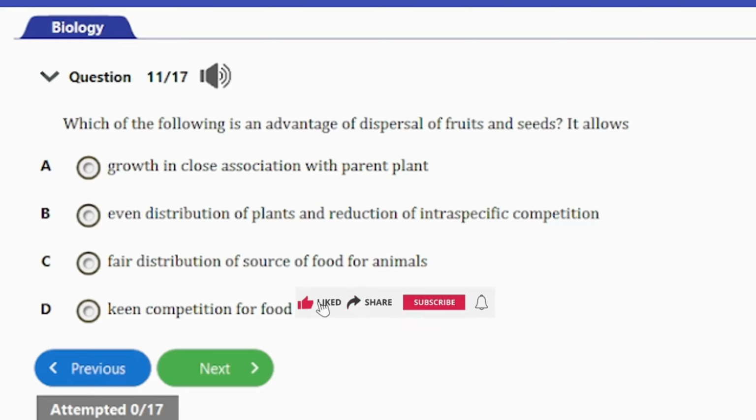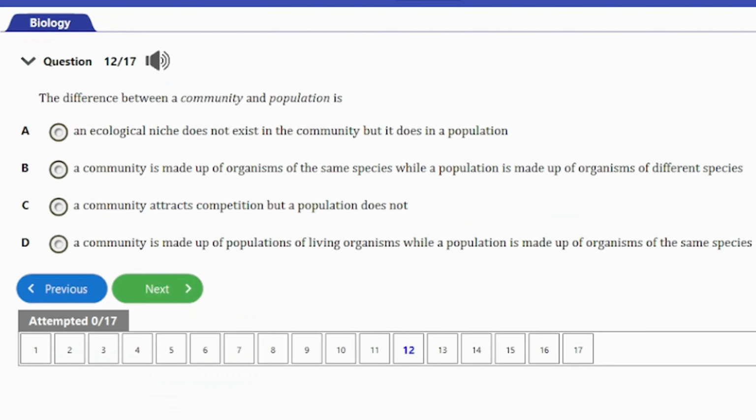It says, which of the following is an advantage of dispersal of fruits and seeds? It allows A, growth in close association with parent plants, B, even distribution of plants and reduction of intraspecific competition, C, fair distribution of source of food for animals, D, keen competition for food. So guys, the answer to this question is option B here, and that's even distribution of plants and reduction of intraspecific competition. So that's it for that question. Let's go ahead and consider the next question.